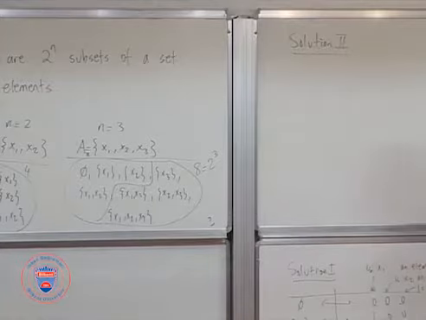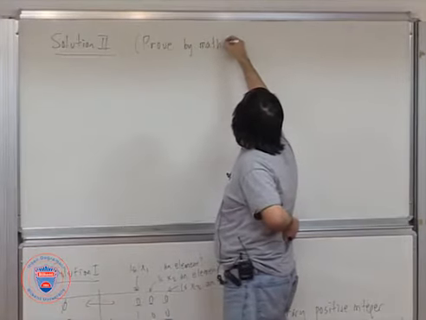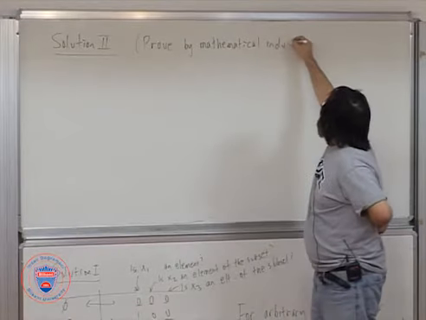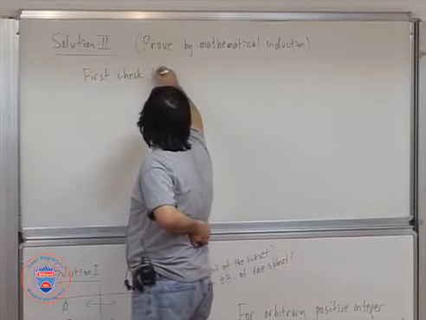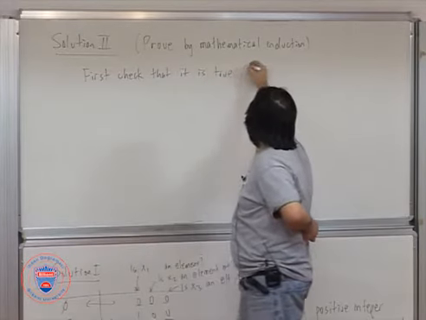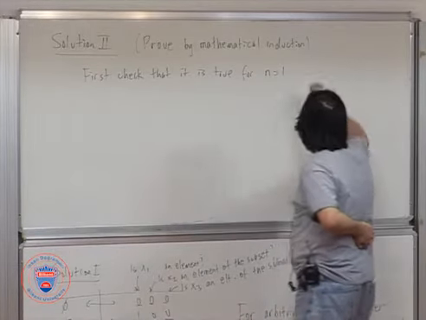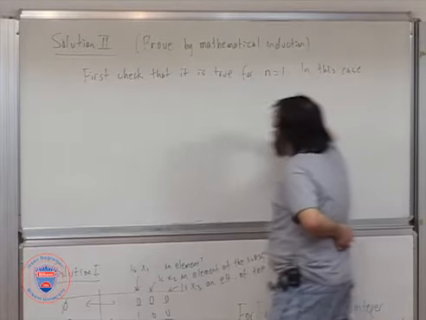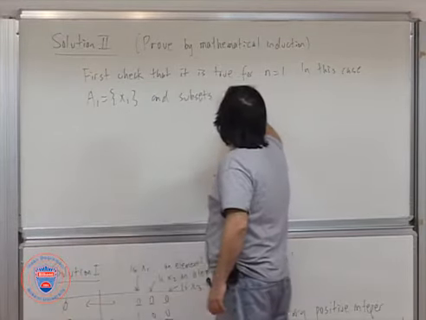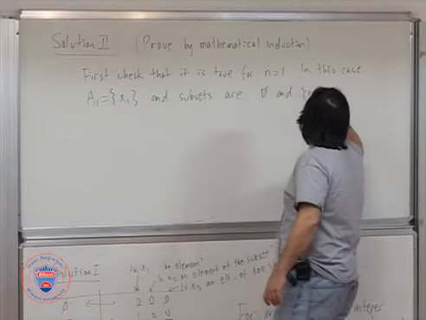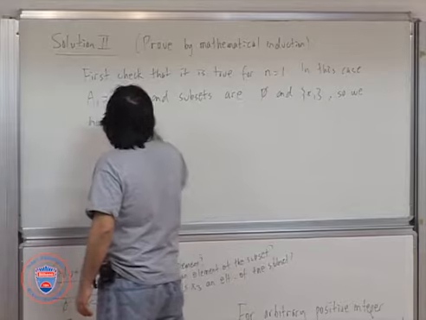So basically, the idea is proof by mathematical induction. So first check that it's true for n equals 1. You can even check it for n equals 2 if you want. In this case, we have n is 1, so this set A1 is this, and the subsets are the empty set and {x1}. So we have 2 to the 1 subsets.